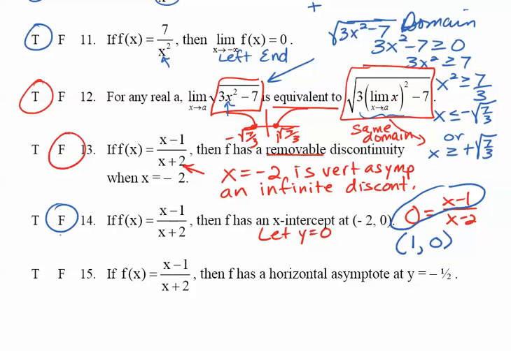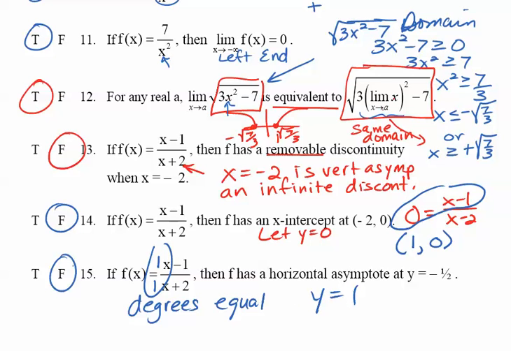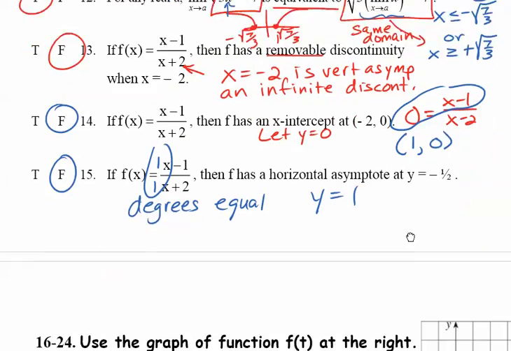And the same function again. Does it have a horizontal asymptote at y equals negative 1/2? The degrees are equal here of the numerator and the denominator. So the ratio of our leading coefficients, our horizontal asymptote would be y equals 1. So that would also be false. All right.